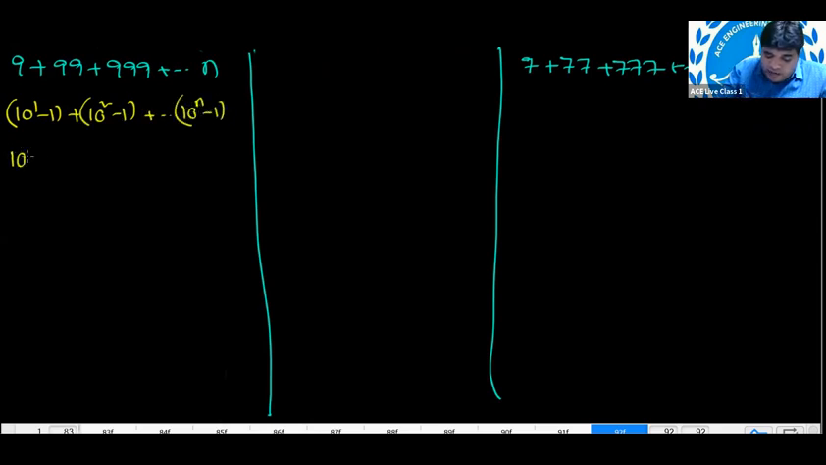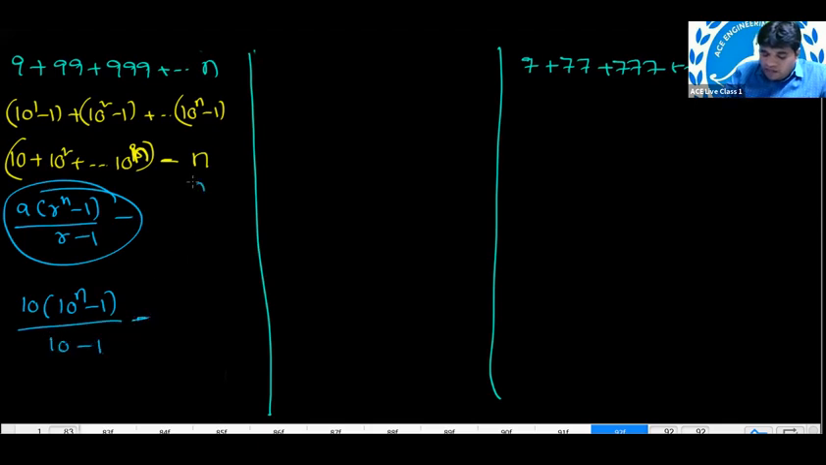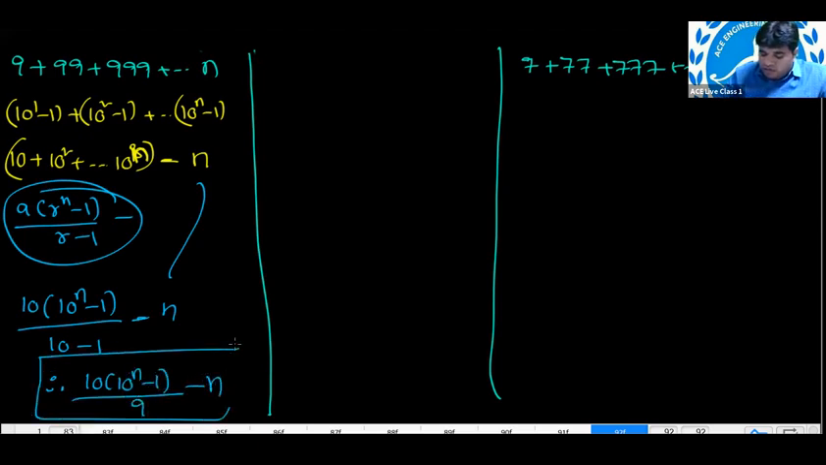Bring the 10s to the left side: 10 plus 10 square plus 10 cube up to 10 power n, minus 1 minus 1 minus 1, it is minus n. It is a geometric progression. Apply the formula a into (r power n minus 1) by (r minus 1), where a value is 10: 10 into (10 power n minus 1) upon (10 minus 1), minus n. So the answer is 10 into (10 power n minus 1) upon 9 minus n.